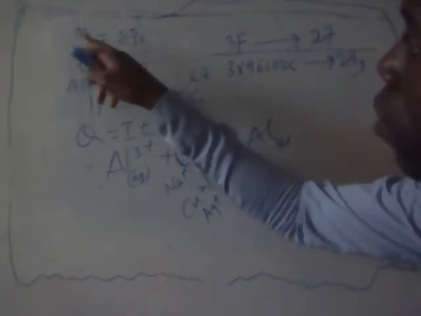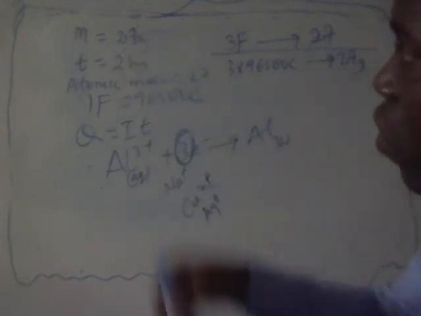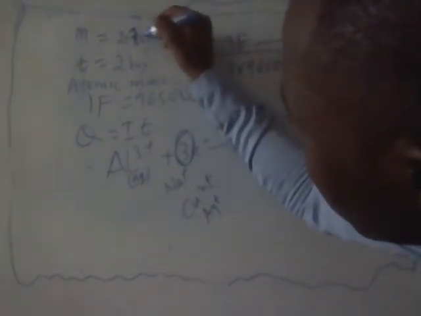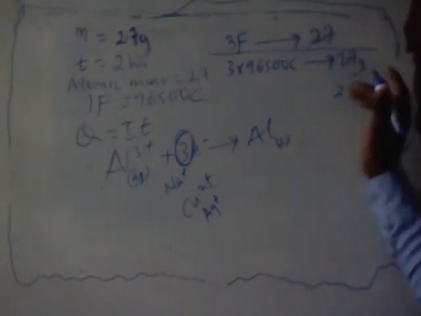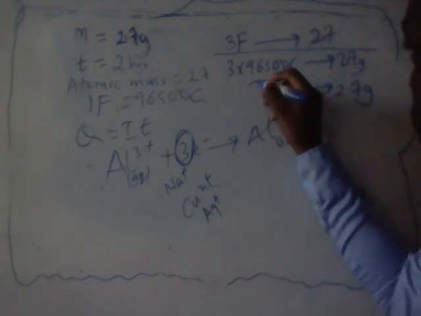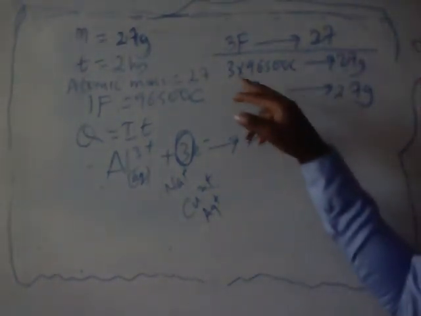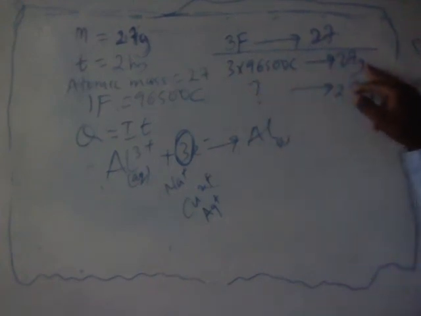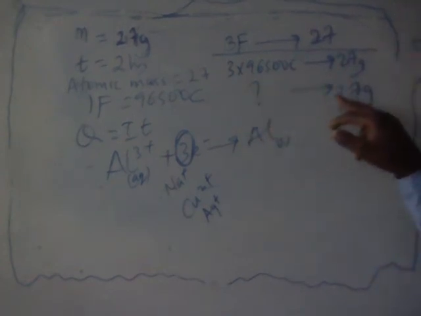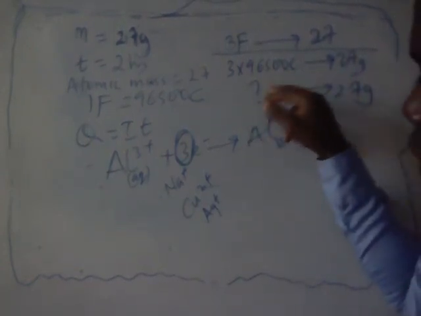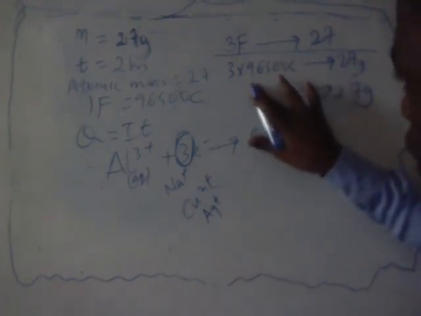And you know that we are given the mass of the element as 2.7 grams. So you put this 2.7 grams at the side of the mass. This right-hand side is for mass. Then you find the particular number here, the question mark. So 3 times 96500 coulombs gives 27 grams. Then what amount of electricity will give 2.7 grams? You can put any alphabet of your choice there. Let's put X.